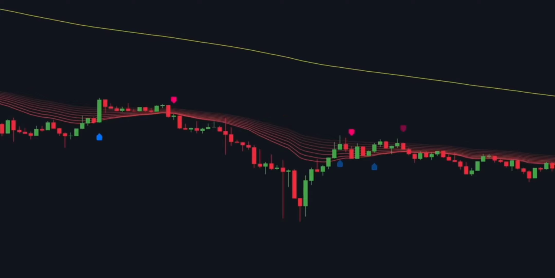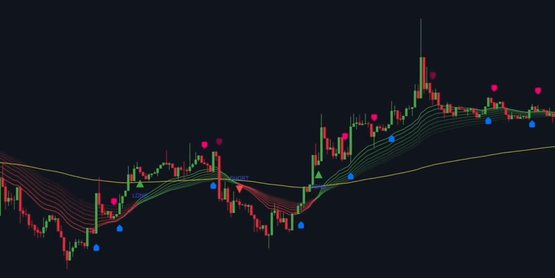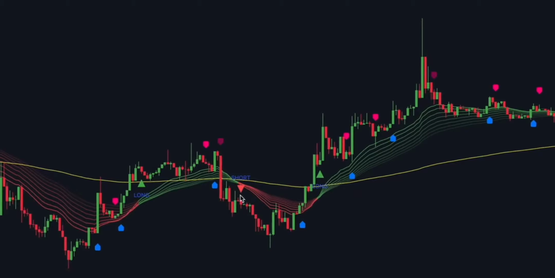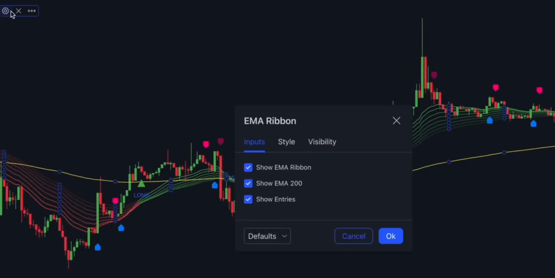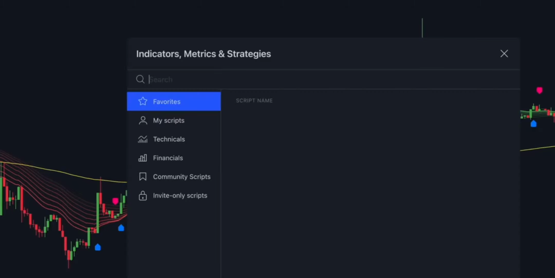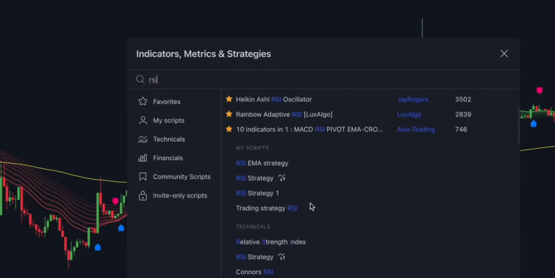The EMA ribbon will help us identify potential buy or sell signals based on the direction of the trend and the location of the price relative to the moving averages. As we can see, this EMA ribbon indicator comes with buy and sell signals, but since we already have a buy and sell indicator on the chart, which is the machine learning one, let's actually disable those EMA ribbon signals. If we take a look at the chart, we can see that this indicator does filter out a lot of fake signals, but there are still some left. That's why ChatGPT suggested using the relative strength index as secondary confirmation.